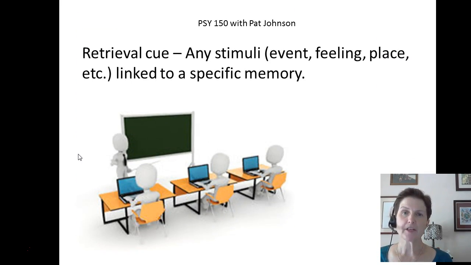The next topic I want to discuss is retrieval cues. A retrieval cue is any stimulus linked to a specific memory. So it could be the actual event, it could be a feeling, it could be a place, it could even be a smell. But retrieval cues usually occur when you are trying to retrieve, in other words, remember something, and you go back in your mind to that place where you learned the information.